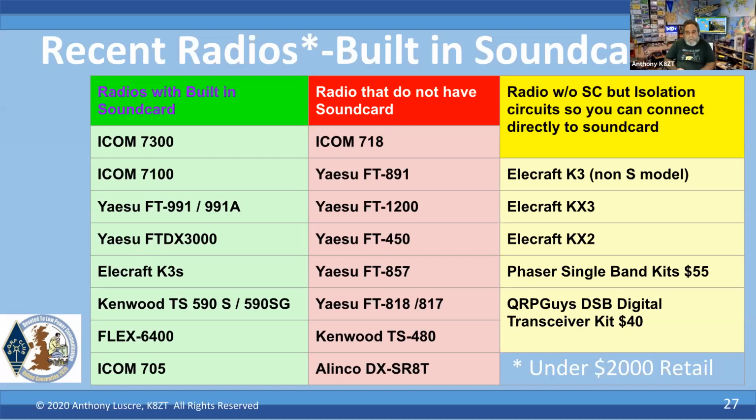So those can all work very easily. And you notice down the bottom corner here, we have two kits. One $55 kit, a single band kit from Midnight Solutions called the Phaser, and I'll show you a picture of that in a moment. And another one from the QRP guys, which is a double single sideband digital kit. So these are available for those that like to build kits.